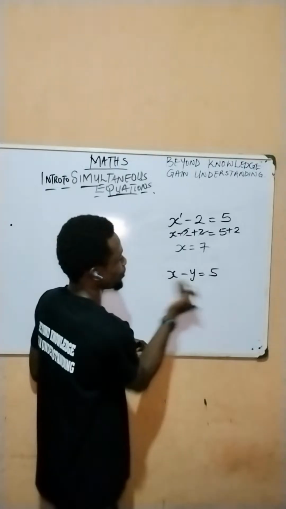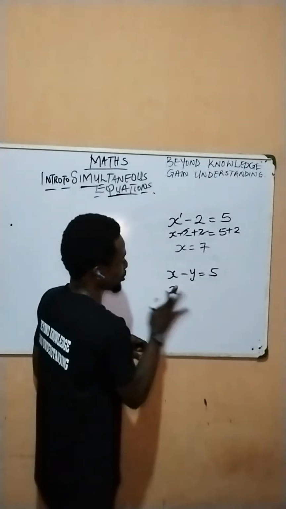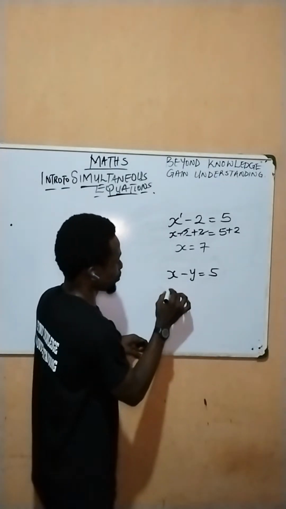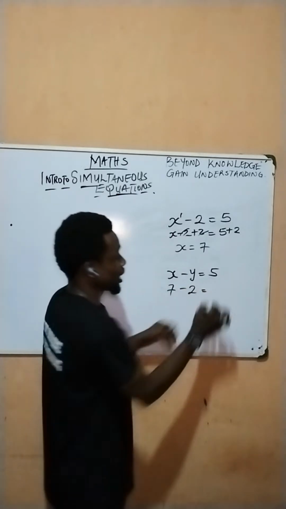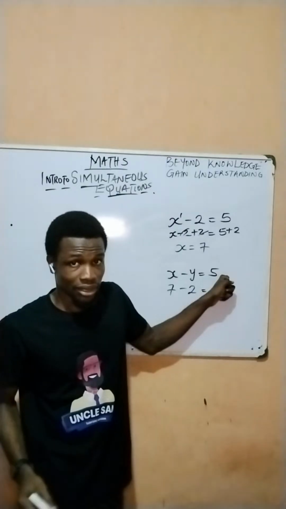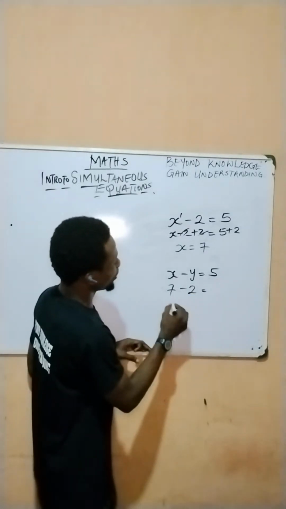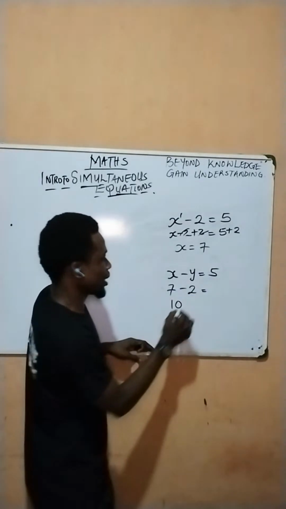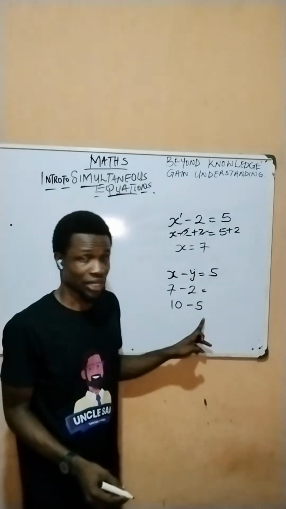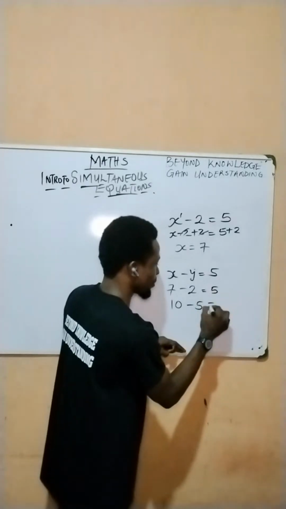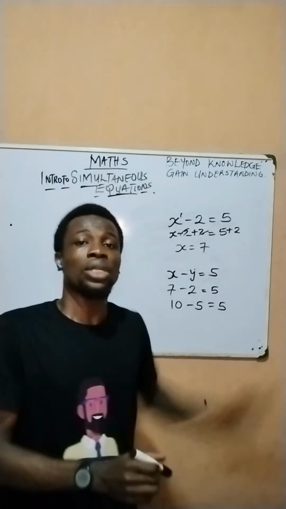Something like, if I replace this x here to be 7, and I replace this y here to be 2, that will give me 5. And if I go on to replace here with 10, and then replace here with 5, that is my x becoming 10, my y becoming 5, it's still going to give me 5. So we can go on and on.